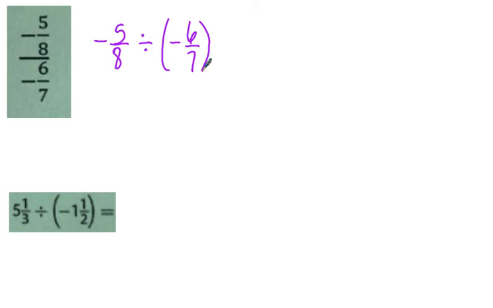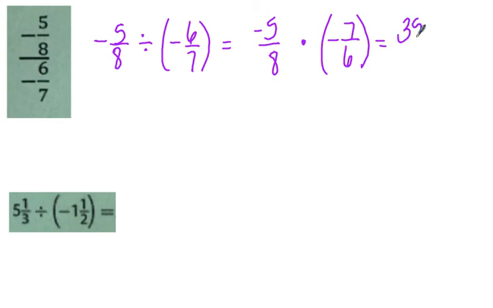Okay, so again, we have a complex fraction, a negative divided by a negative, so our answer is going to be a positive. I am going to take my negative 5/8 and keep it. I'm going to change my division sign to a multiplication sign, and I'm going to reciprocate my second fraction. Remember, I'm going to flip it. And then I'm going to multiply straight across. So I have a negative 5 times a negative 7, which is a positive 35. And then an 8 times a 6, which is a 48.